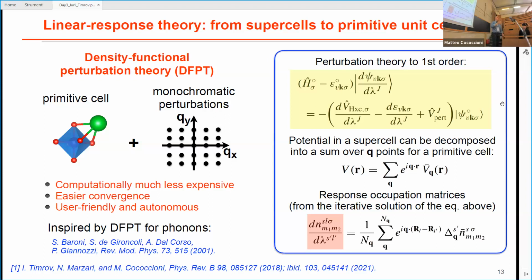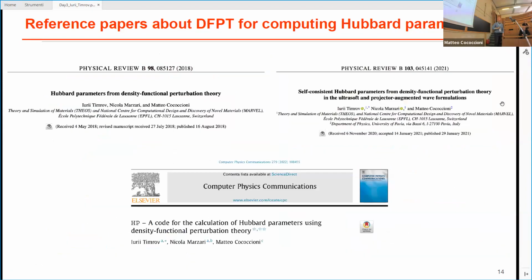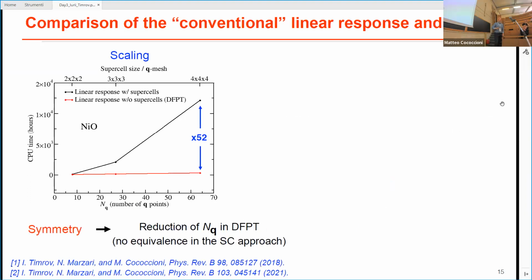While in the old approach, you have that gamma point perturbation, but you have a supercell. So you have a huge number of atoms to the power of 3. So you're really gaining a lot in terms of scaling. Then it's easier to converge because you're dealing with primitive cells. And we implemented it in Quantum ESPRESSO. It's user-friendly and autonomous. These are the basic papers documenting the theory and the code in Quantum ESPRESSO.